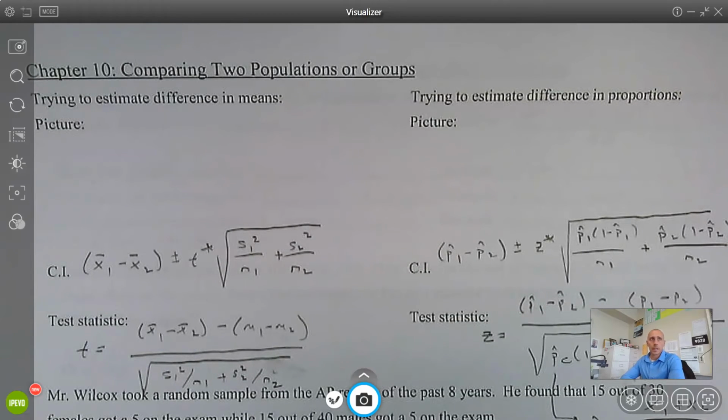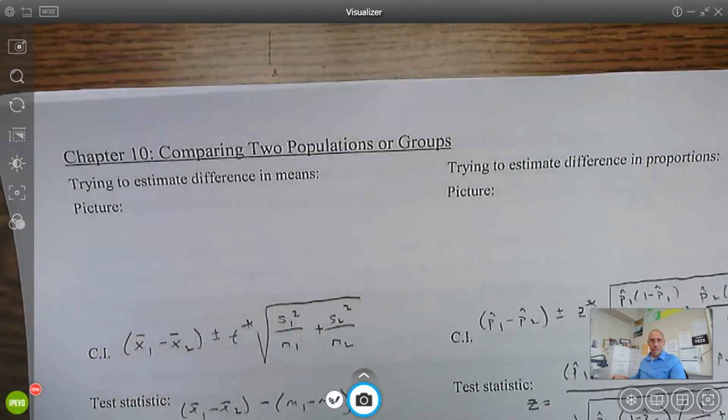Here we go with chapter 10. Now we're going to move from one population to two. So either two proportions or two sample t-interval, t-test. So back to the formula sheet.